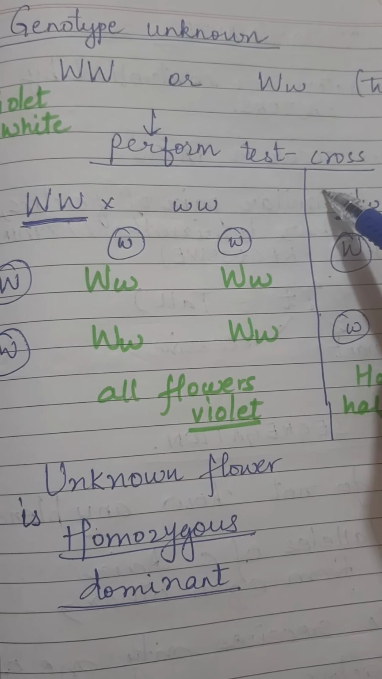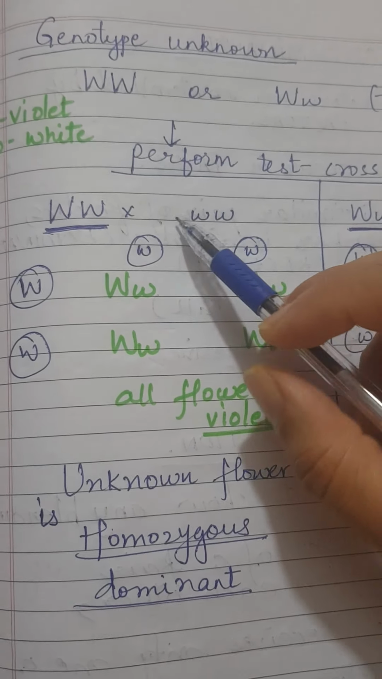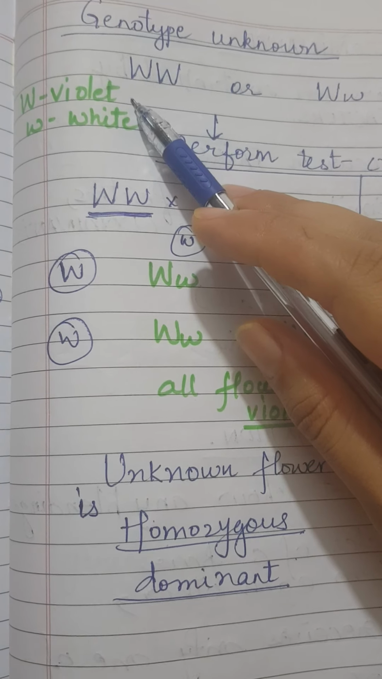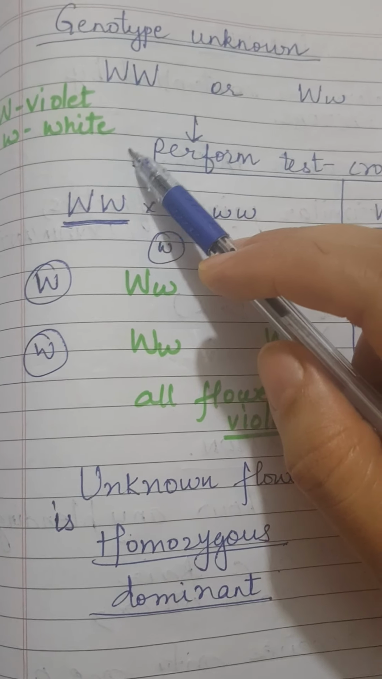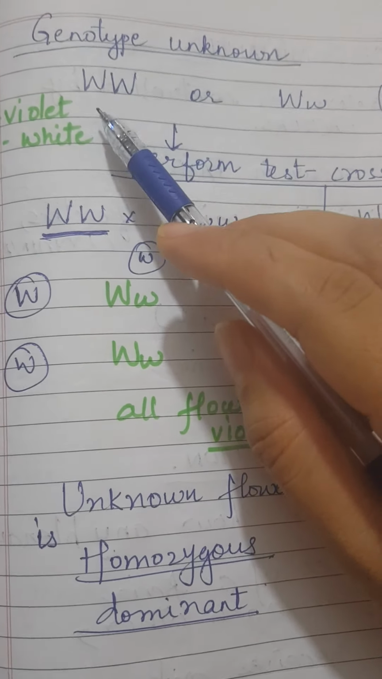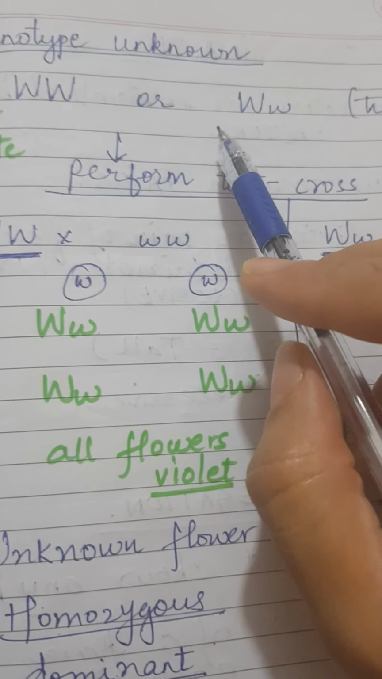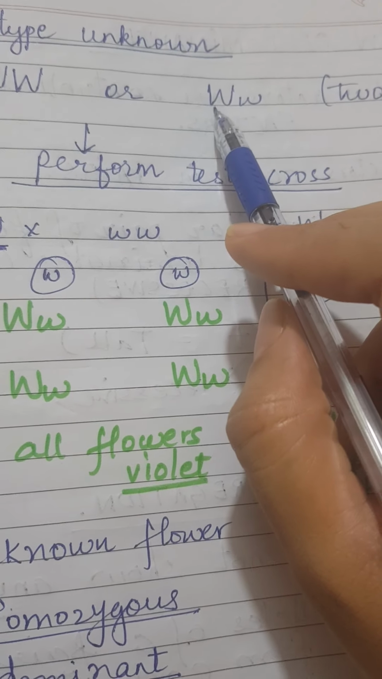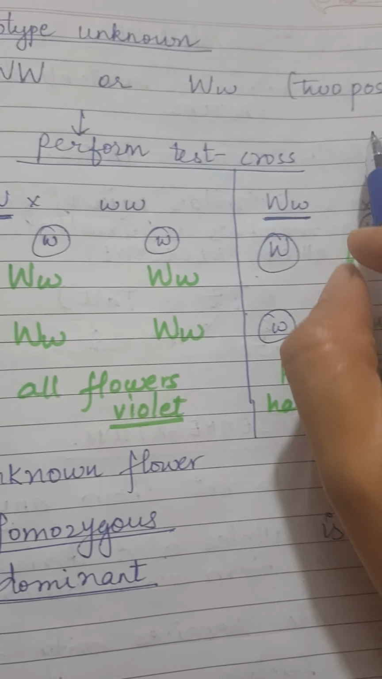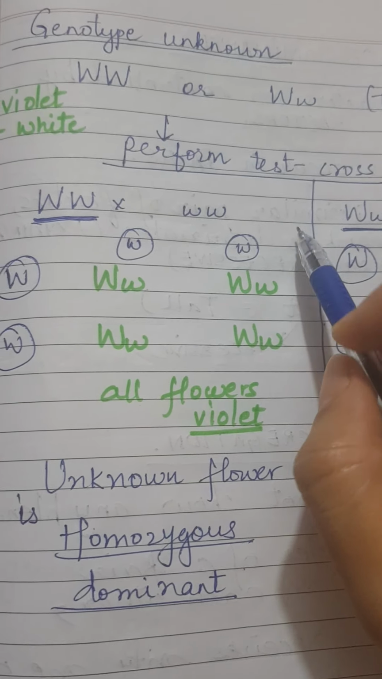Again, we have taken Mendel's characteristic, the color of the flower, which can be violet or white. Violet is dominant over white. If the genotype is unknown, there can be two possibilities: either it is homozygous capital W capital W, or it is heterozygous, one capital W and one small w. Now let us see, if we perform the test cross, how can we predict the genotype.